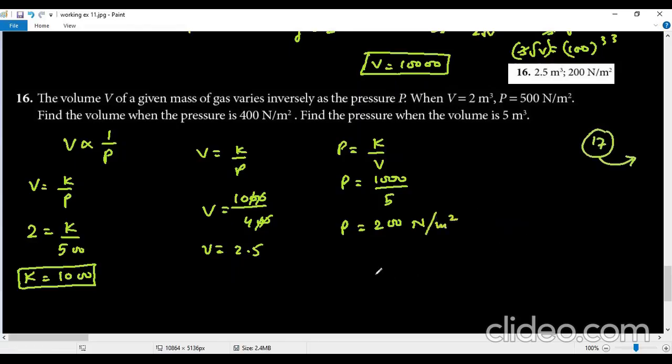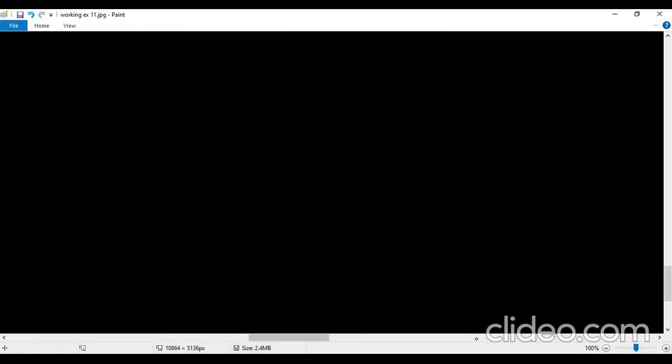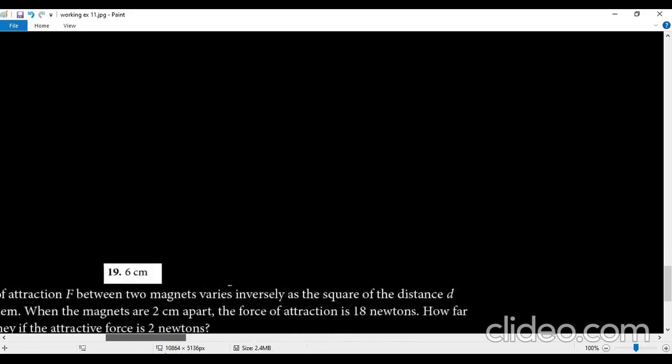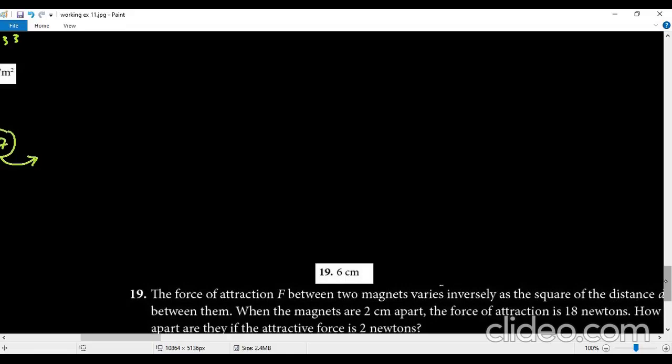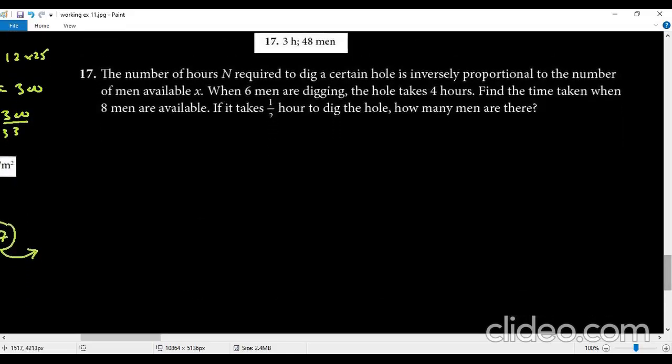Now when it comes to question number 17, it's over here. It says the number of hours n required to dig a certain hole is inversely proportional to the number of men available. N is inversely proportional to m. That means n equals k over m. First we find out the value of k.